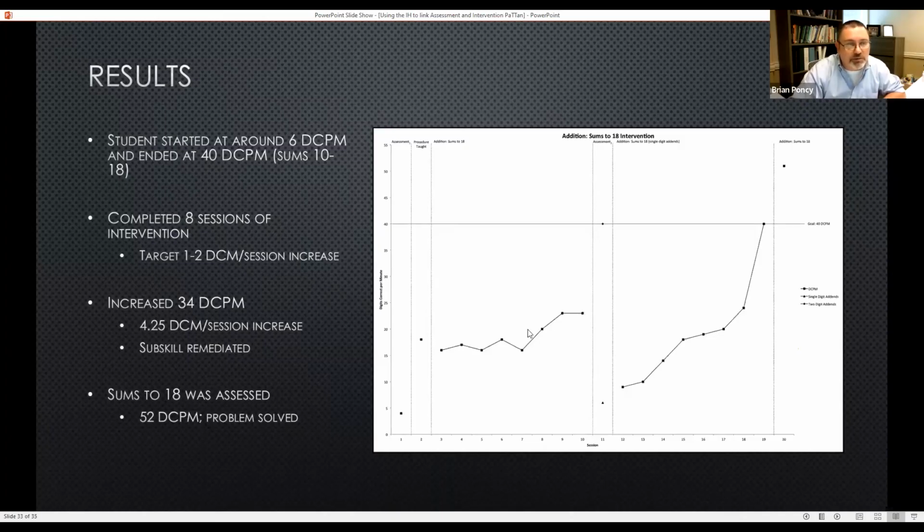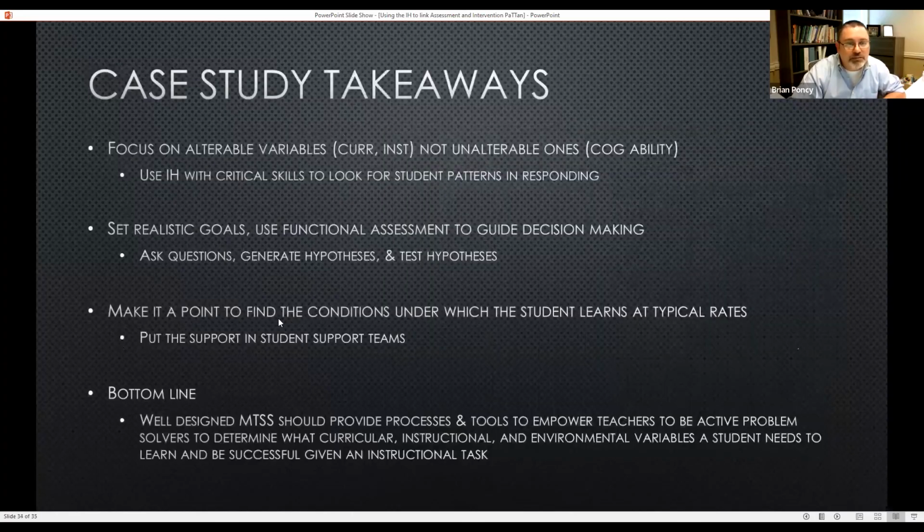But the reason why this is important for the instructional hierarchy is, if we wouldn't have understood that notion of procedural knowledge and declarative fact knowledge, and we wouldn't have been able to go in and hypothesis test, we would have missed this, all right?